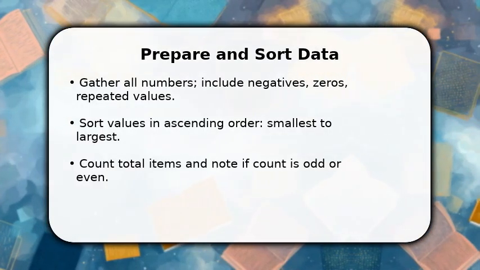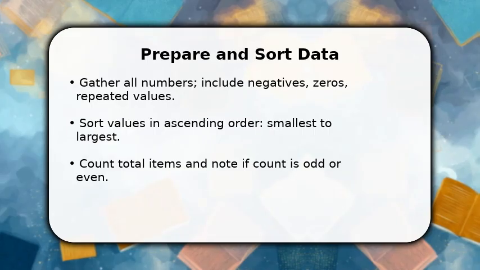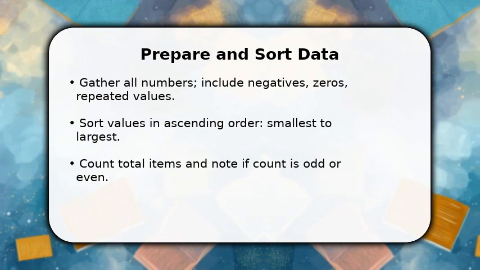Make sure to include duplicates and any negative values. They stay in the sequence. You're doing the only valid preparation: accurate list, correct sort, and a clear odd versus even check.